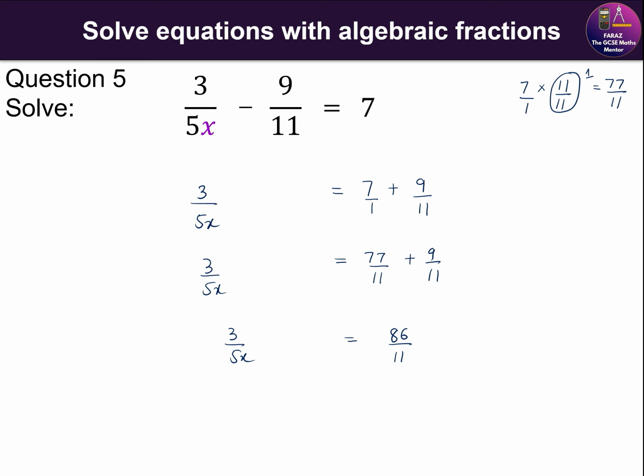Now we can do the cross multiplication. This 11 is in division. It will multiply on the left side. And on the right side, 86 multiplied by 5x. 3 times 11 is 33. 86 multiplied by 5, that is 430x.